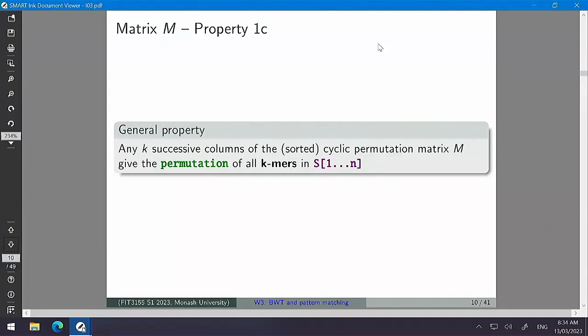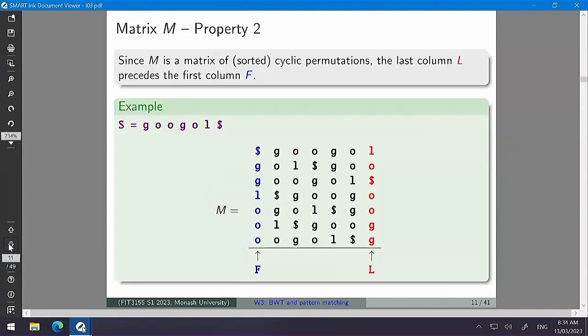Okay, all good. Now, we already said this property too, that the last column precedes the first column in a cyclic sense. If you're going around from left to right, once you disappear on the right, you come back to the left again. So last precedes front. So L follows F. LF is the order that you have to keep in mind, because we are going to talk about what's called an LF mapping when we are doing this algorithm.